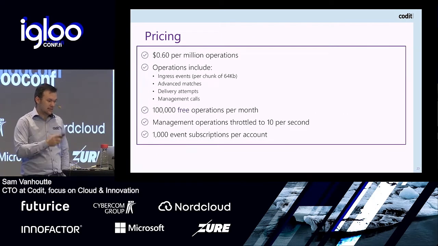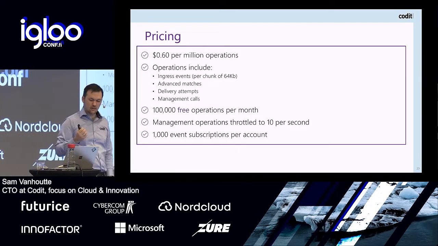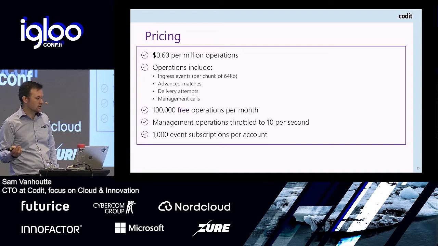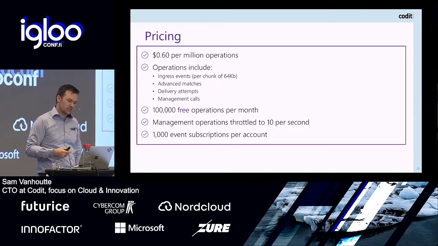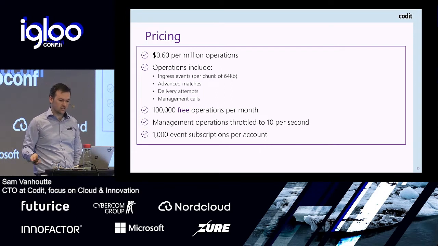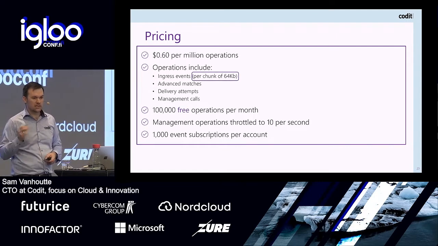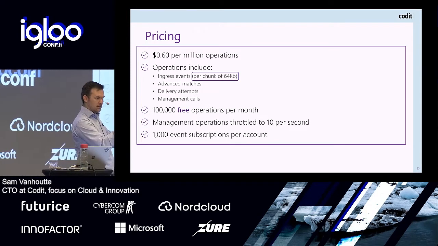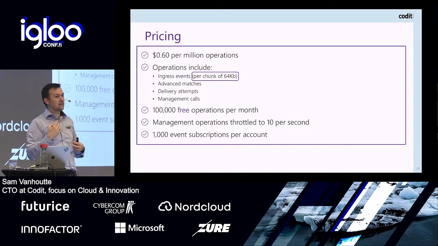I'll talk about that in this slide, because it also means, and look at this, it's cheap. 60 cents for 1 million operations. So if you have 10 million events, it will cost you $6. An operation is, of course, these events, these matches and delivery attempts and so on, and you get 100,000 free operations per month. What is important, and I laid out two things, is first of all, it's per chunk of 64K. So if you use those messages of 1 megabyte, it means if you have 640K, you will pay for 10 messages, right?